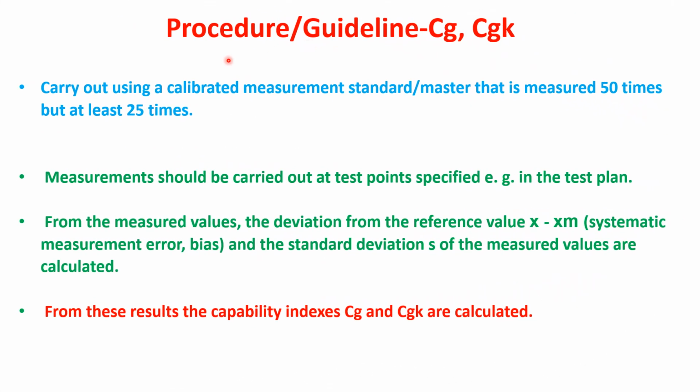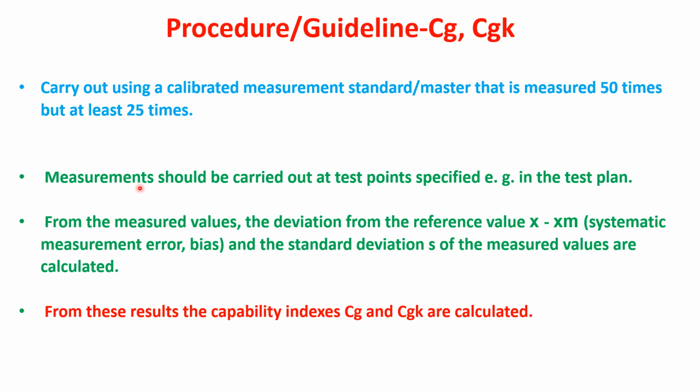First of all, what is the procedure or guideline for carrying out a Cg/Cgk study? You have to carry out measurement 50 times on a master part or reference part. So 25 to 50 readings should be taken. That is a general thumb rule. But if that is not possible, then at least 25 readings are to be taken. What is the meaning of that? You have to check the master or reference part with that particular instrument for which you want to carry out the Cg/Cgk study.